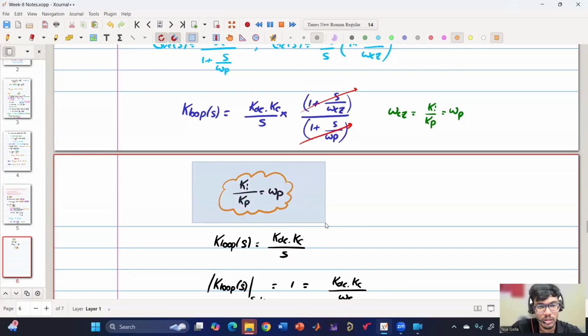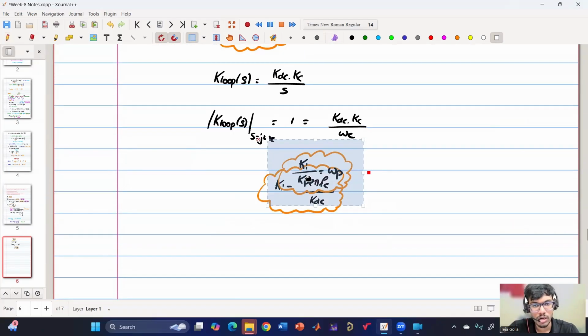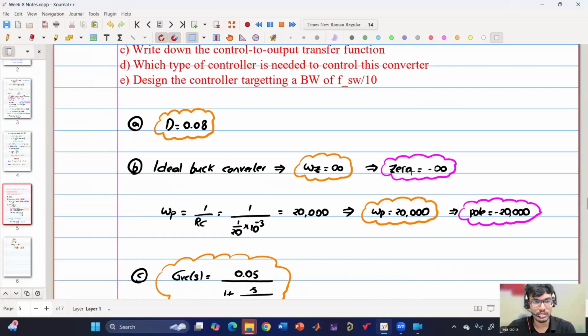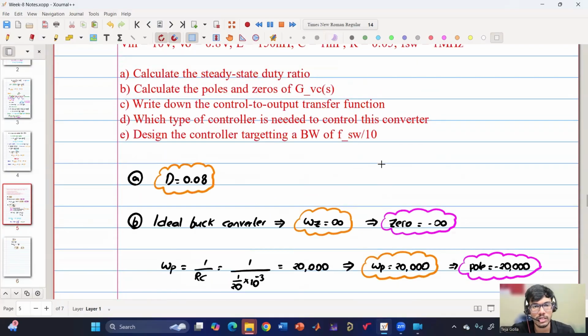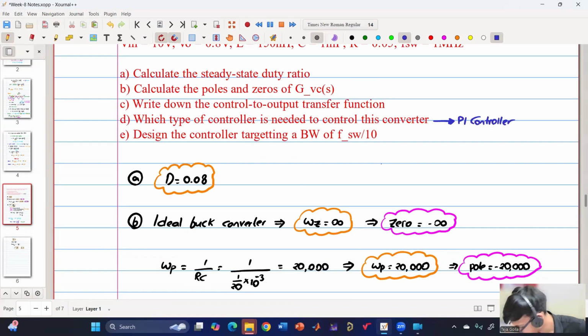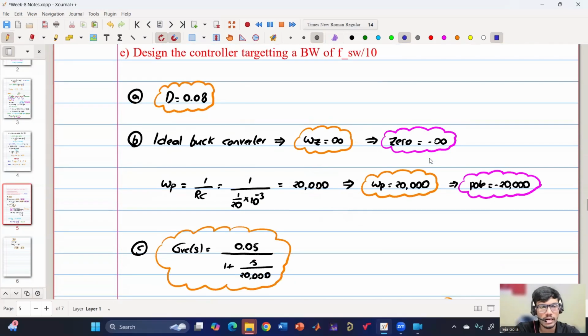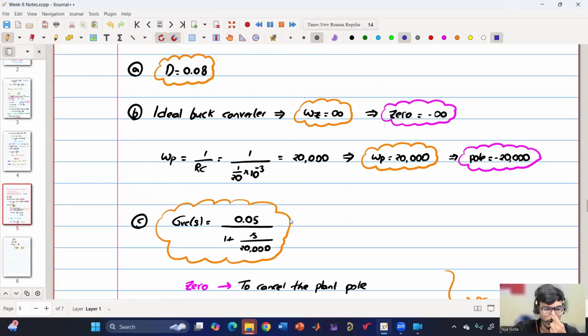So now you have two equations, two unknowns. Now can you quickly calculate for this question what my KP and KI are? First of all, which type of controller is needed? We need a PI controller. Now we need to design the controller targeting a bandwidth of FSW by 10, and the switching frequency is 1 megahertz. So we are targeting basically 100 kilohertz. For this transfer function, quickly calculate the gains and then we'll cross check.